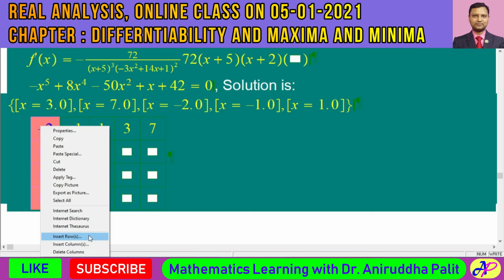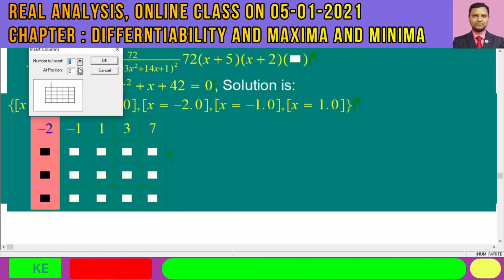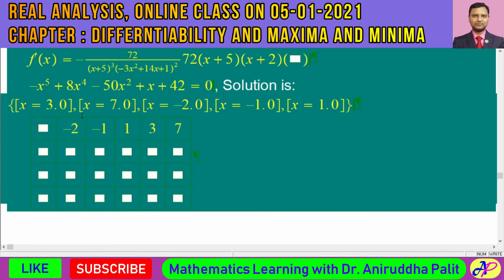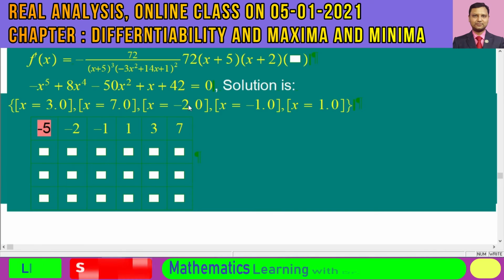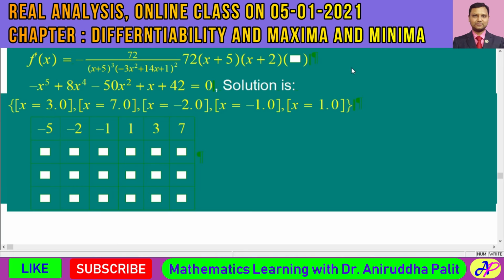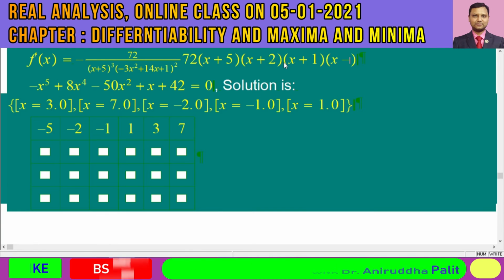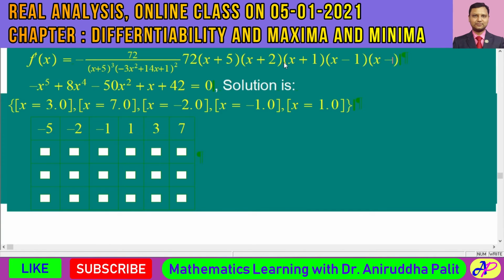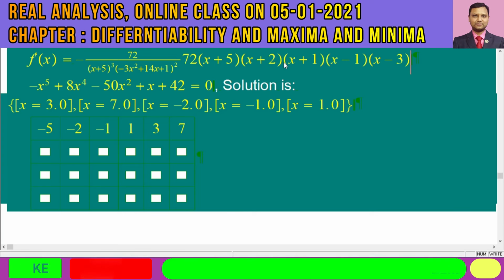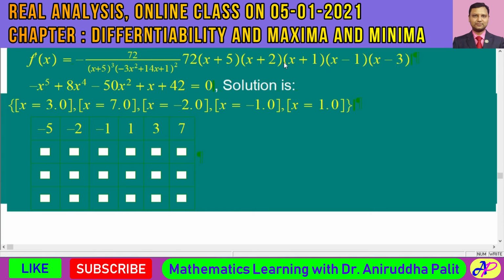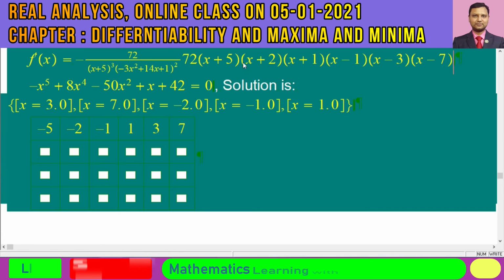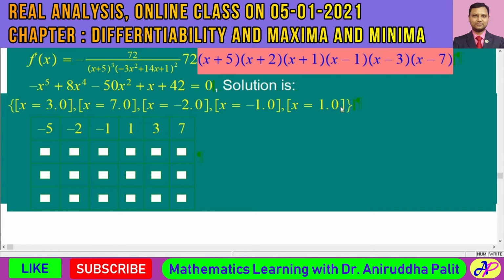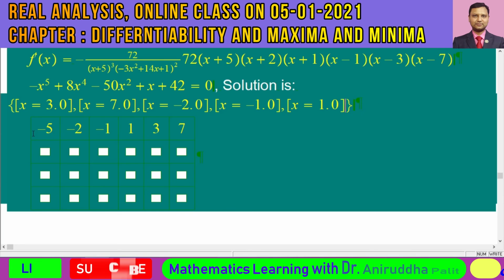So let me insert one column on the left position. It should be minus 5. So x plus 5, x plus 2, then x plus 1, then x minus 1, x minus 3, and then x minus 7. So this would be the factorization, and we will have one more solution, like x is equal to minus 4.